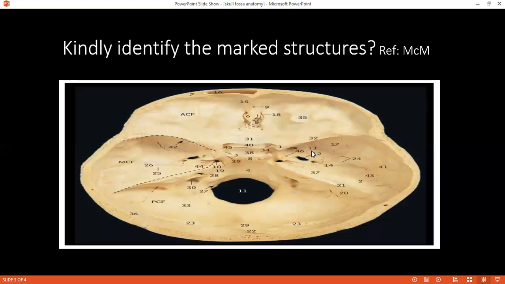13, please. It's the foramen rotundum. 12 below it, please. Now foramen ovale. 14, please. It's foramen spinosum. 37, please. Okay. 37 is the border of the apex of the petrous part of the temporal bone. Petrous part. Okay. Yes.